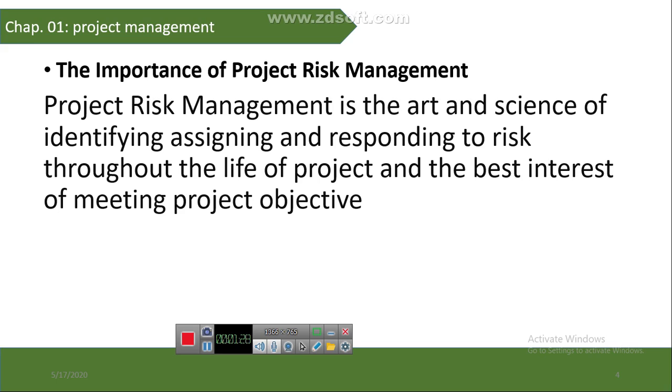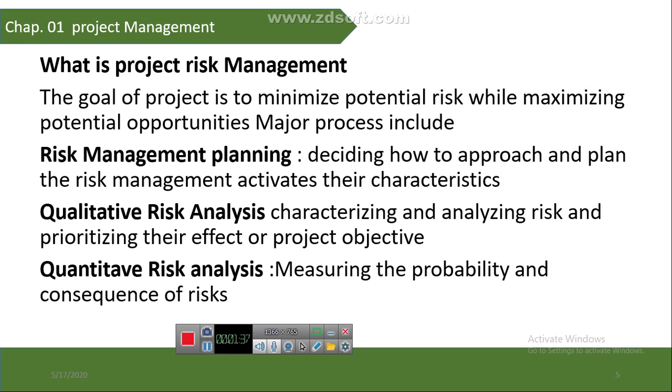A KPMG study found that 55% of runaway projects did not use risk management at all. So, what is project risk management? The goal is to minimize the potential risk while maximizing the potential opportunity. Major processes in risk management include risk management planning, qualitative risk analysis, and quantitative risk analysis.